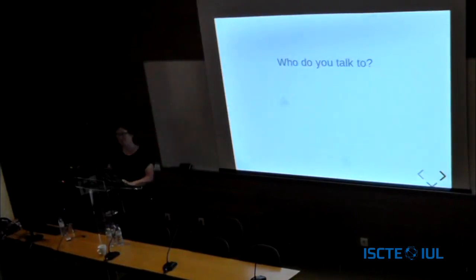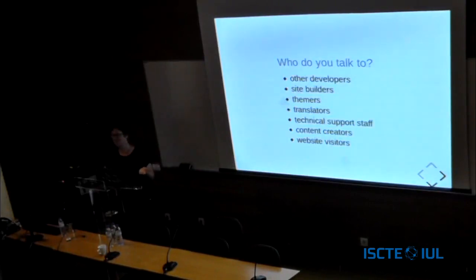So who are we actually talking to when it comes to these UI texts? Other developers, obviously. They're not only reading your code, they also might look at the UI of your module. Site builders, themers, front-end developers, translators. That's both translators for config and UI text, as well as translators for user-generated content. Technical support staff, like those people that take over the sites and projects that somebody else has built, and they have to figure out what was going on there, what they need to maintain. Content creators, and of course the visitors of the website themselves.